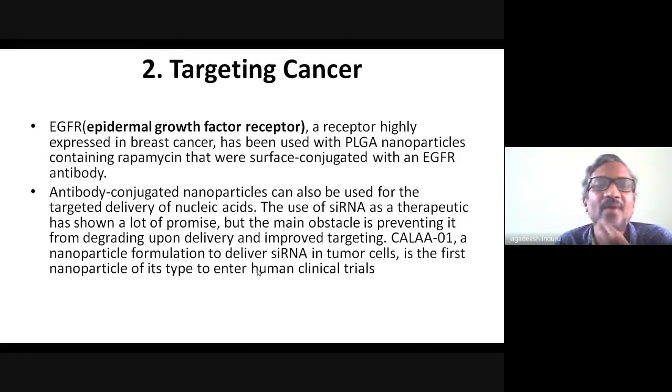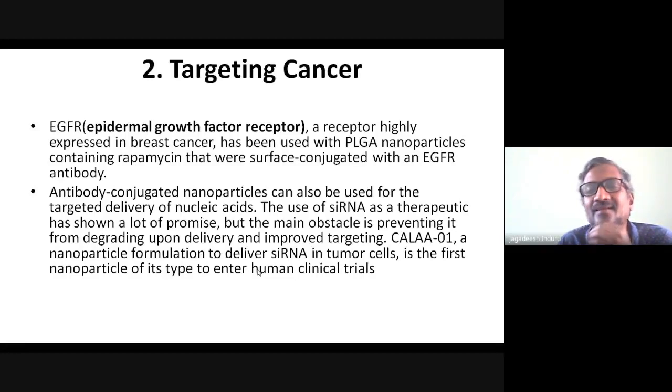So this antibody conjugated nanoparticle can also be used for the targeted delivery of nucleic acids. That is going to come later. The use of siRNA, that is small interfering RNA, as the therapeutic agent, that is a small RNA strand, has a lot of promise, but the main obstacle is to prevent it from degrading upon drug delivery and to improve targeting. So this is actually a problem. Hydrolysis cleavages will be present.